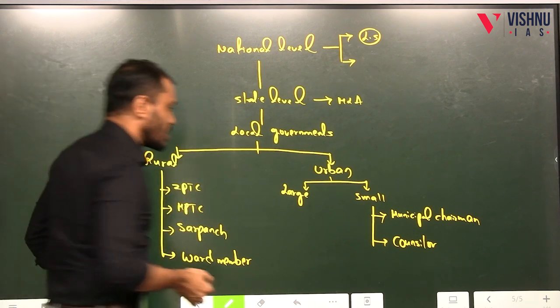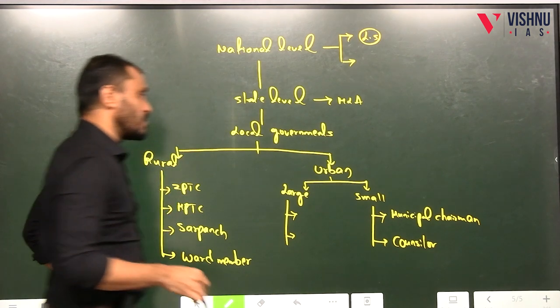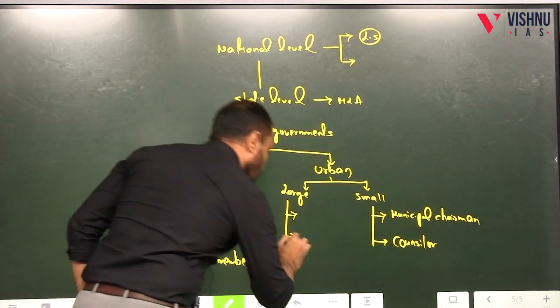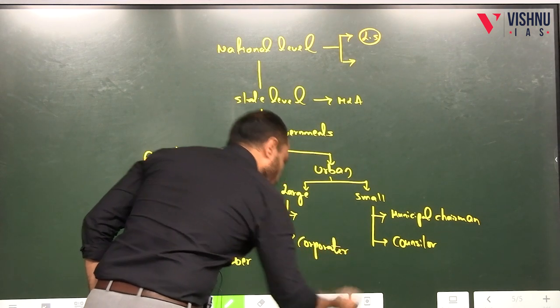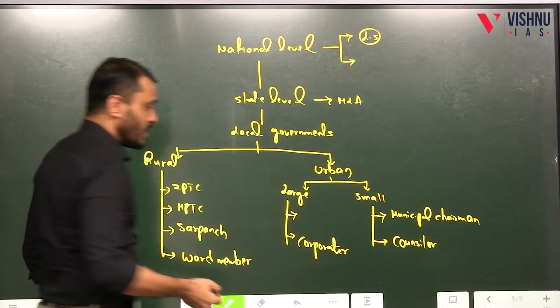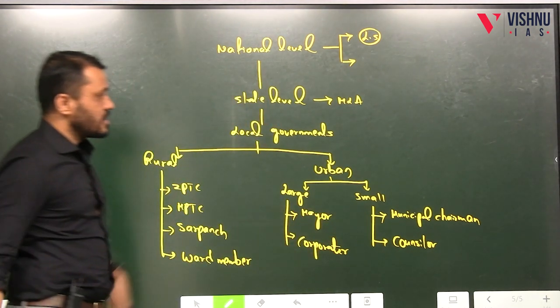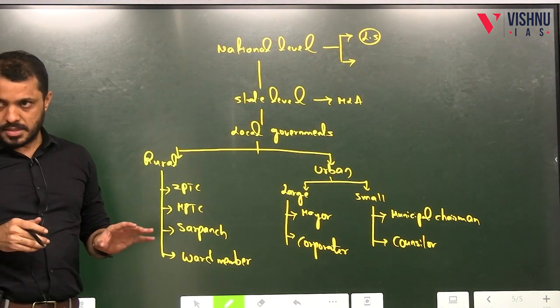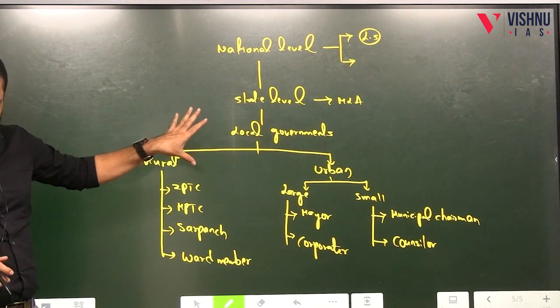If you are from a large town, who is your first representative? At area level, who represents your area? Corporator. Who represents your town, at your town level? Mayor. Again, at the state level, MLA, and at the national level, MP. Now listen, all these people are directly elected by the people.